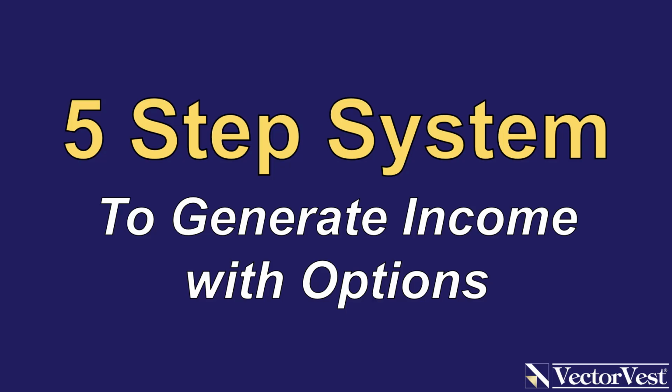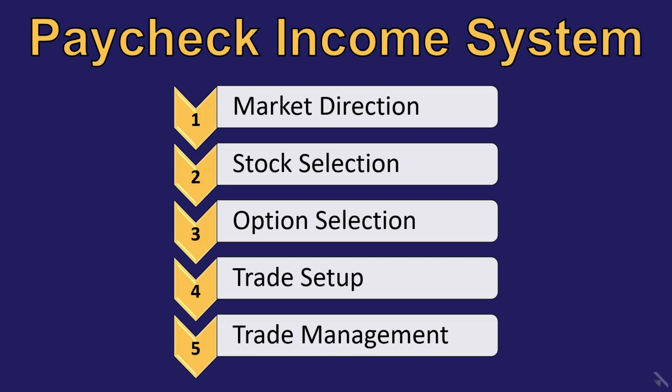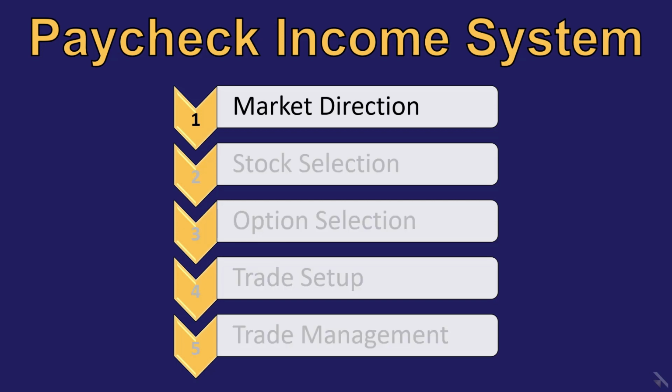Now, I'm going to give you the 5-step system I use each week with my clients. We call this the options paycheck system, and it's what helps us stack probability in our favor. At the top of the system is market direction. A lot of traders ignore this and they just go out and start placing trades. You're going to be placing trades that are either bullish or bearish, never at the same time. By doing this, you're narrowing your focus.